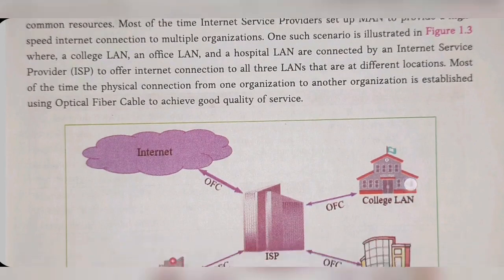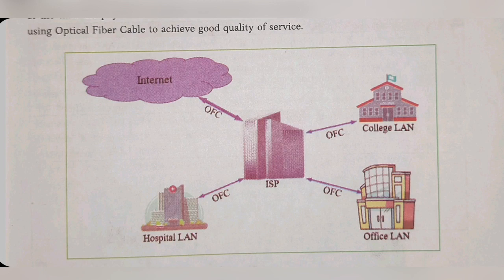After that comes an example of MAN. Here we have three organizations: hospital, office, and college, and all are connected to an ISP. For example, it can be Geo Fiber, and through Geo Fiber this information is uploaded onto the internet. This is how it works. Here OFC means optical fiber cable.